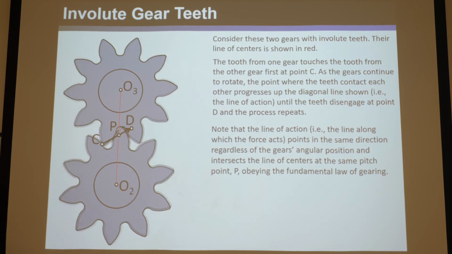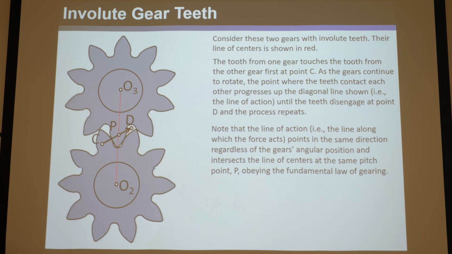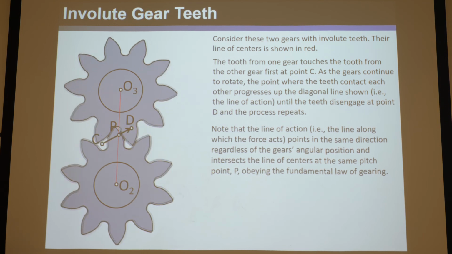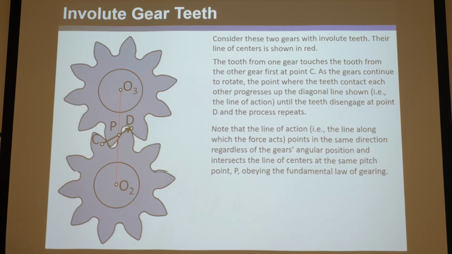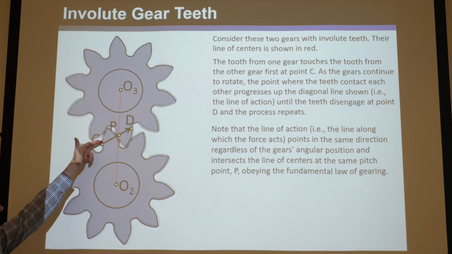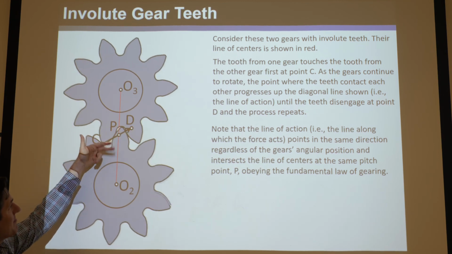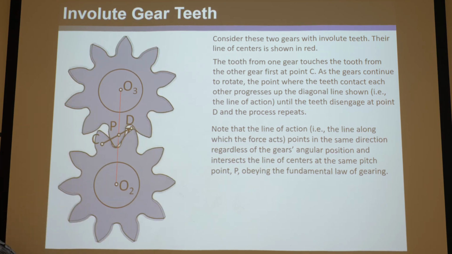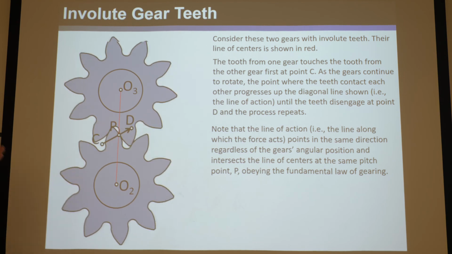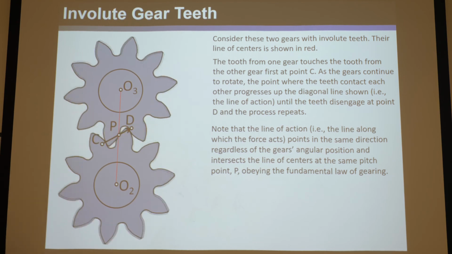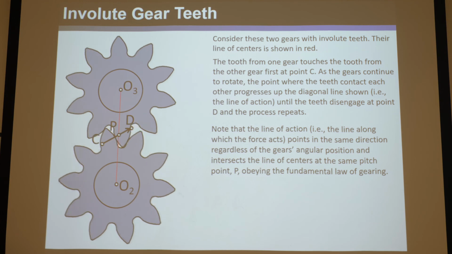Okay, is P that pitch point? Okay, so, because this line doesn't move, P stays the same, and therefore the fundamental law of gearing is obeyed, right?